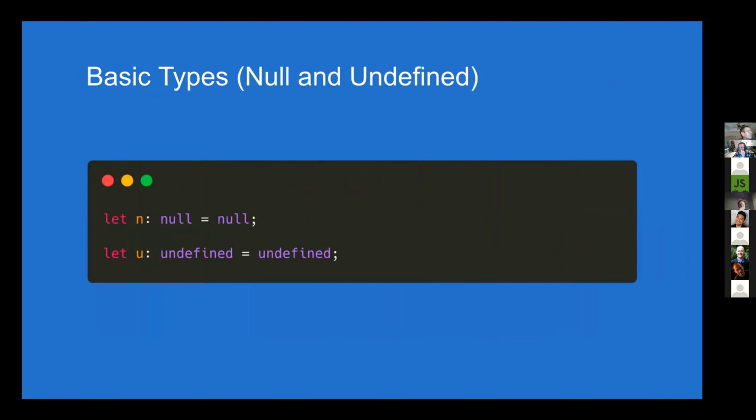All right, null and undefined. I'm not going to go over these too much. Mostly they can be a subset of other types, but you can type something as null. If it's always going to be null or it's always going to be undefined, you can just type it that way.